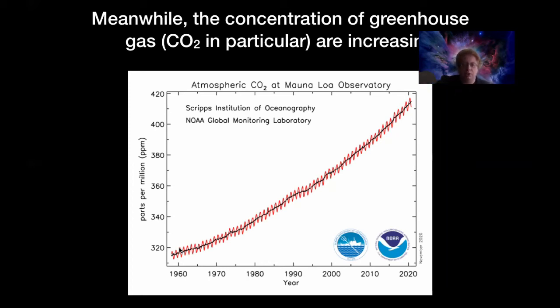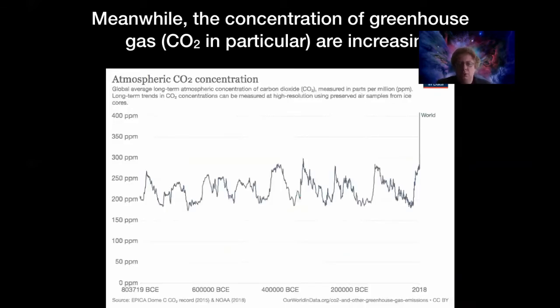So that changes every year. But overall, even with that change back and forth due to forestation, you can see that there's this long trend upwards in the amount of carbon dioxide in our atmosphere. And this has been going on.